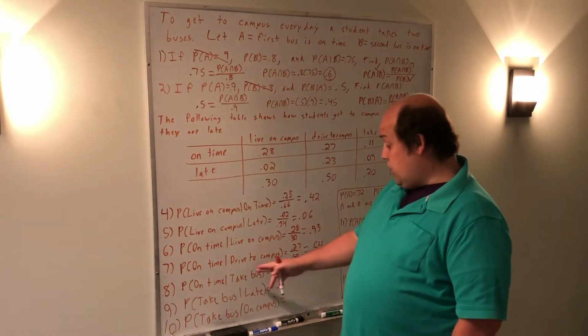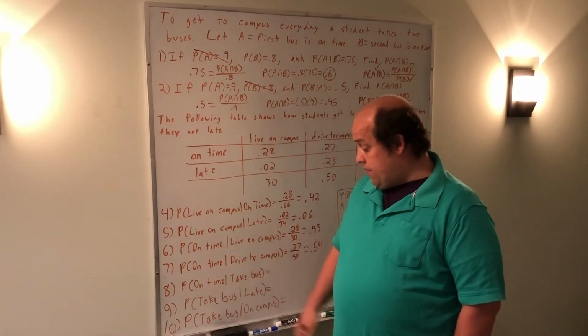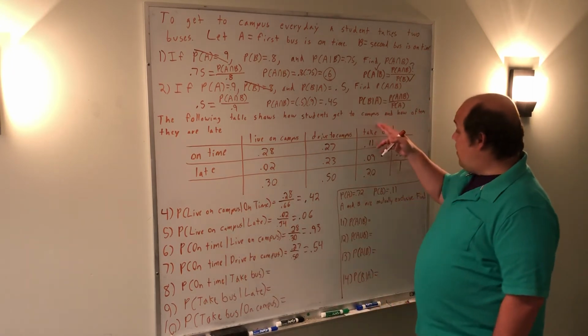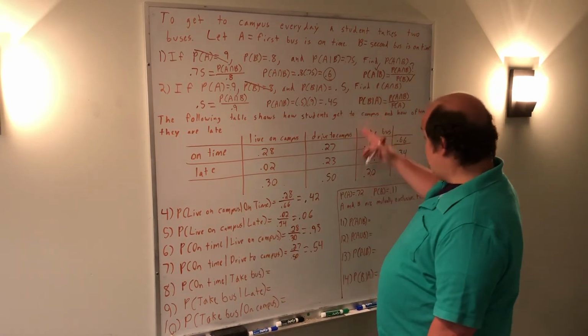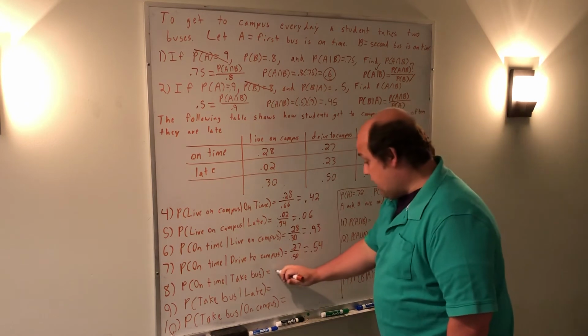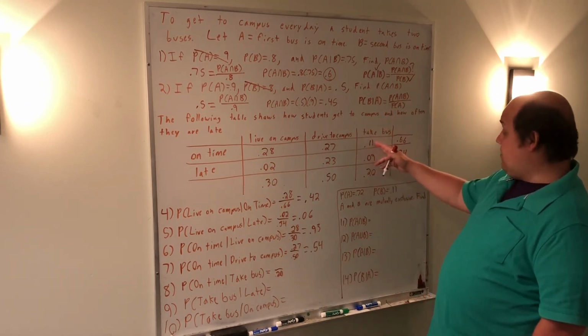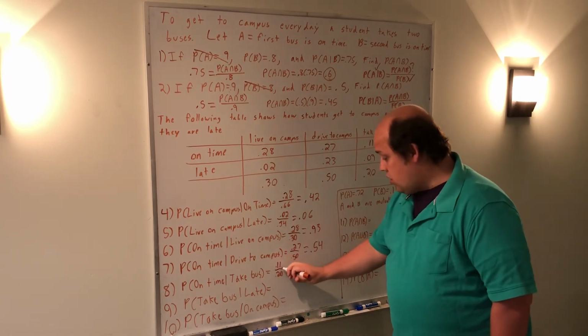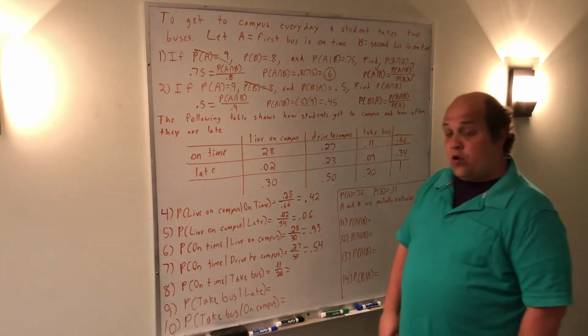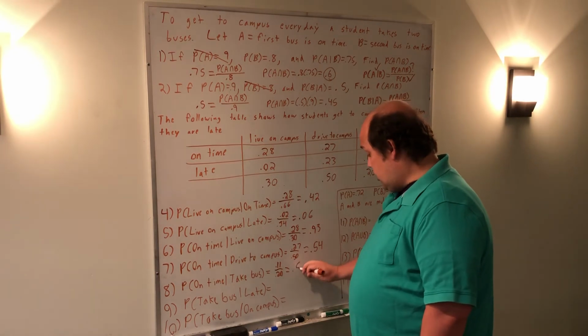Question 8 says, we know they take the bus. What's the probability that they were on time? So of the students that take the bus, that's just this column, it's going to be out of 0.20. Within that column, the ones that were on time is 0.11. When I put in my calculator 0.11 divided by 0.20, I should get 0.55.